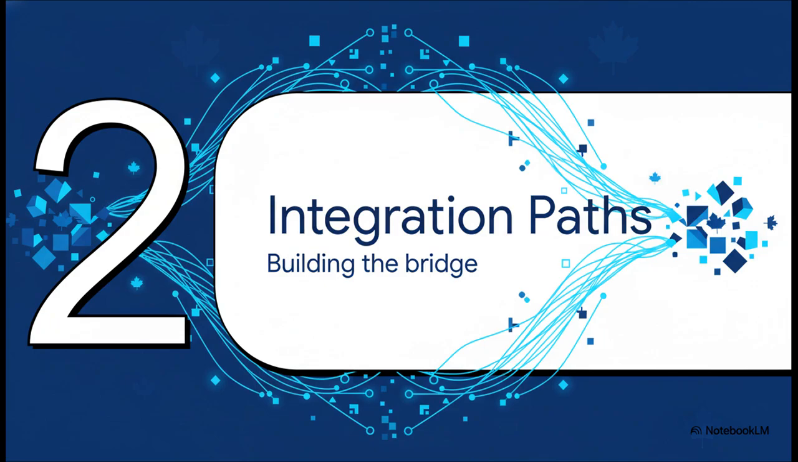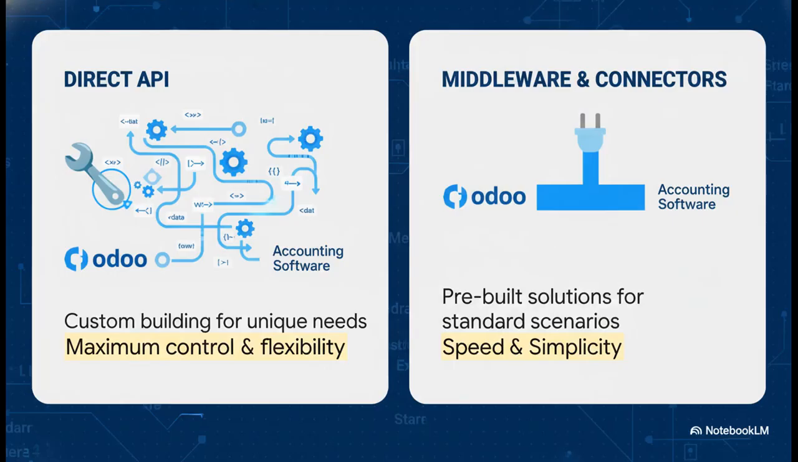But here's the good news. You do not have to live with those data islands. You can absolutely build a bridge. So let's explore the three main ways you can build that bridge and get your systems talking to each other. You've basically got two main philosophies here. On one hand, you can build a totally custom connection using a direct API. Think of this like hiring an architect to design a one-of-a-kind bridge. You get total control, total flexibility.